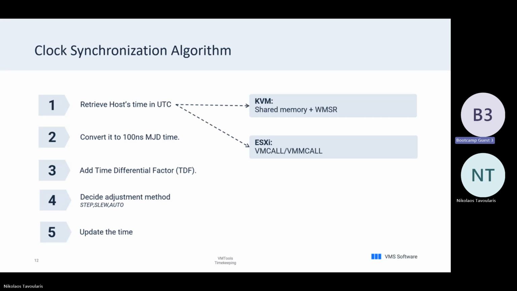Then we have to convert it to something that OpenVMS understands, which is the modified Julian date. After that, we apply our own TDF to convert it to our local time. And we have to decide between the two methods, the stepping and slewing. And finally, we update the time. In case of step, we adjust the clock directly. And in case of slewing, we change the tick length and time adjust.